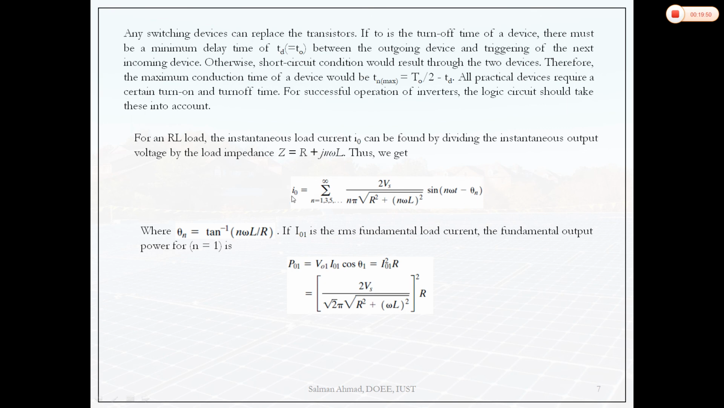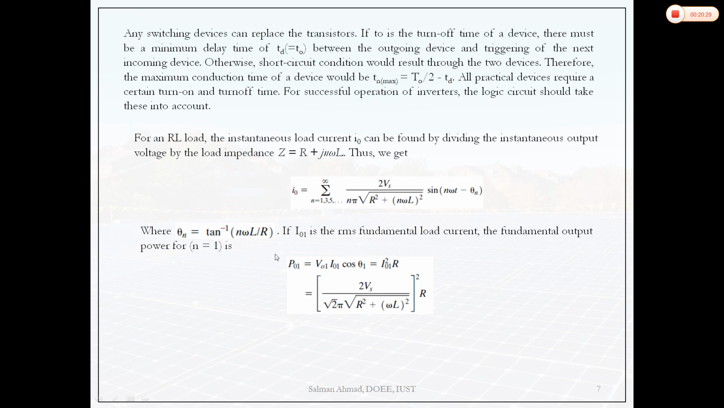Now if you want to find the fundamental component of the output current, I01, you can find it from this expression. If you substitute n is equal to 1, you will get the fundamental component of the output current, that is 2 Vs upon pi under root R square plus omega L square, sin omega t minus theta 1. Theta 1 will be tan inverse of omega L upon R. Substitute here and you will get the fundamental component magnitude. If you want the RMS value, you have to divide by root 2 again.